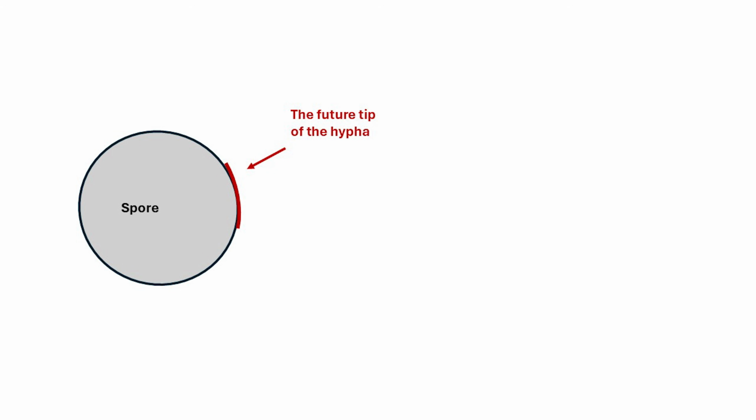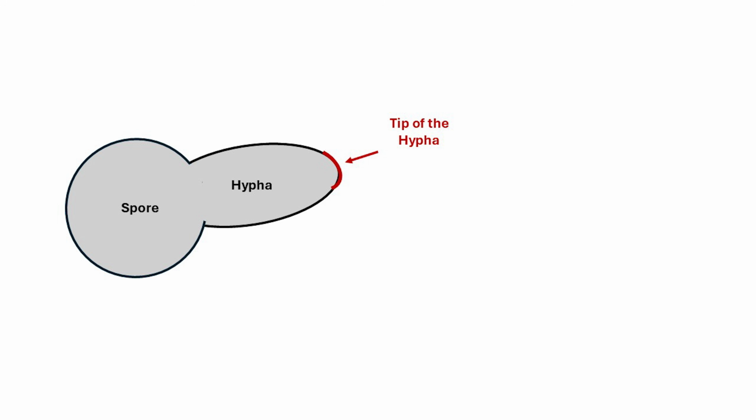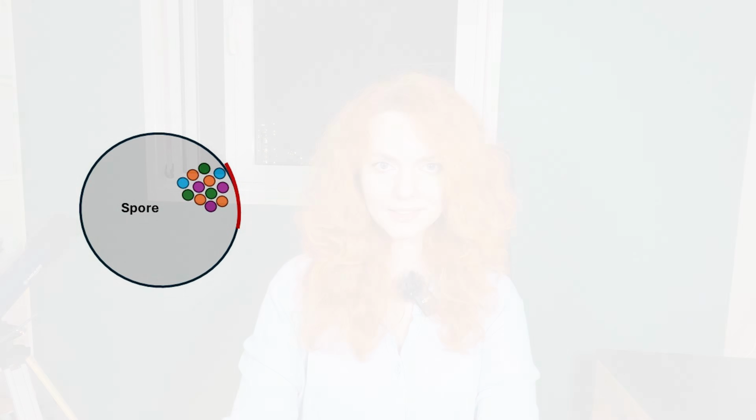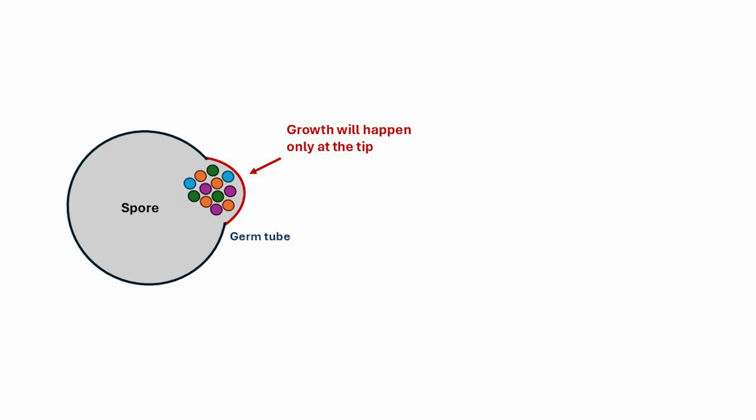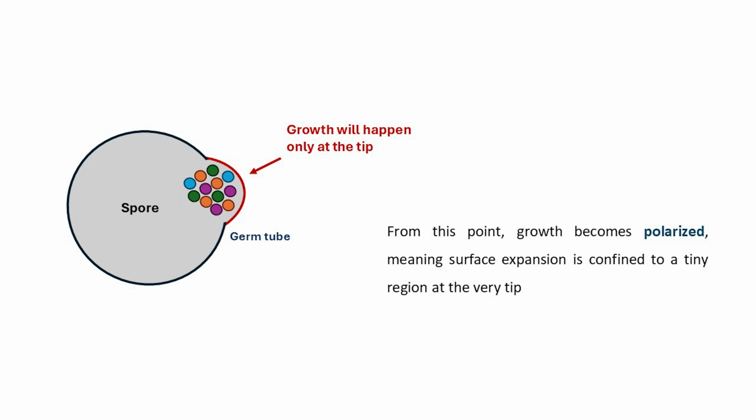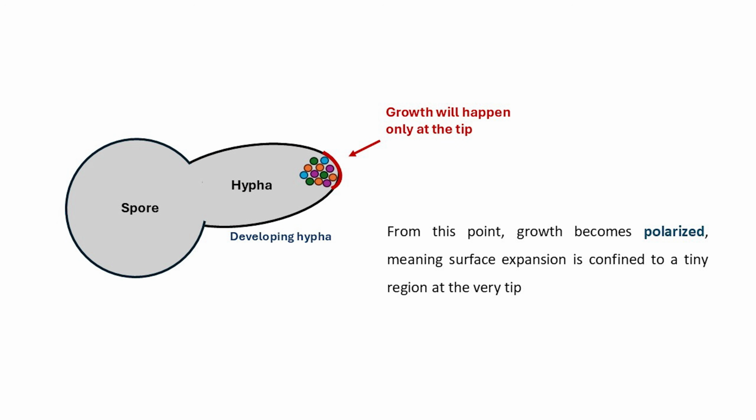Next, the cell is ready to develop into its elongated form, the hypha. At this stage, the spore breaks symmetry and commits to one growth site. This is the future tip of the hypha. All the building blocks for the membrane and cell wall are packaged into tiny vesicles and delivered to a single spot on the cell surface. Once enough vesicles accumulate, a small protrusion, the germ tube, emerges. From this point, growth becomes polarized, meaning surface expansion is confined to a tiny region at the very tip rather than occurring uniformly over the whole cell.